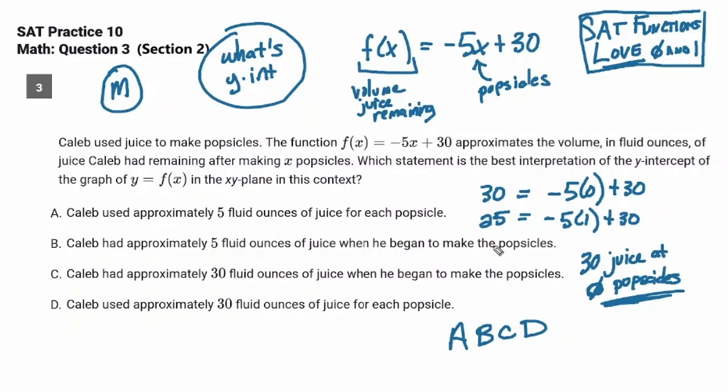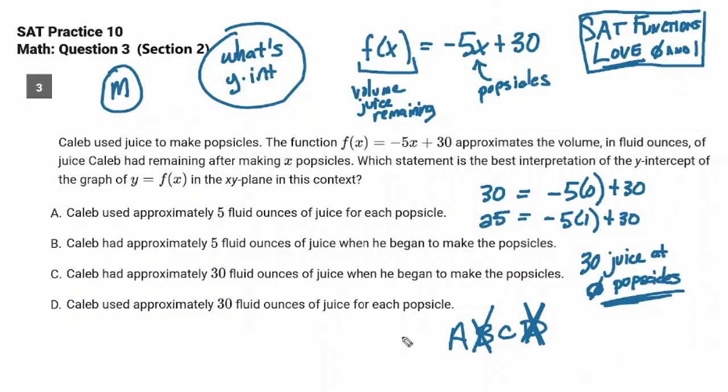No, man. When he began at 0 popsicles, how much juice did he have? He had 30. So B is gone. C. Caleb had approximately 30 fluid ounces of juice when he began making popsicles. That's true. 0 popsicles, 30 juice. D. Caleb used approximately 30 fluid ounces of juice for each popsicle. Not true. 30, 25, looks like he's using 5, right? So that's gone. Okay. Make sure you answer the question.